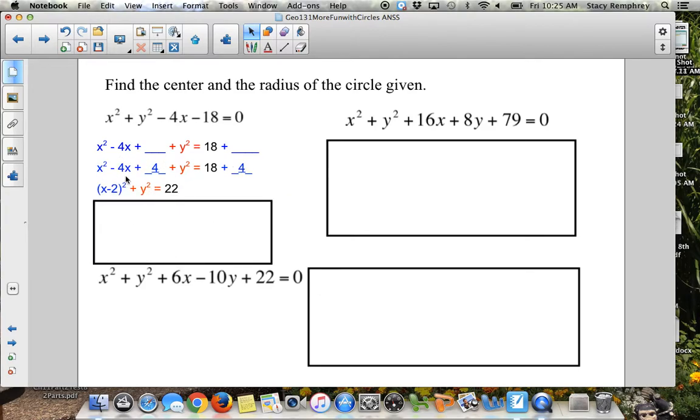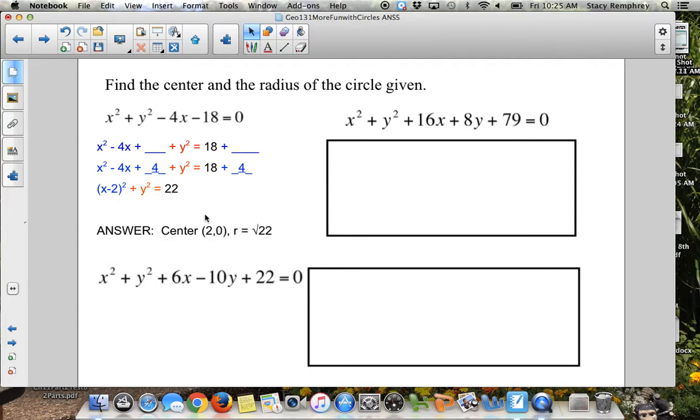I factor the left side, or the blue. The y, you could almost think of that as y minus 0, and 18 plus 4 is 22. So now it's in that standard form I needed. So the center is 2, 0, and the radius is the square root of 22.